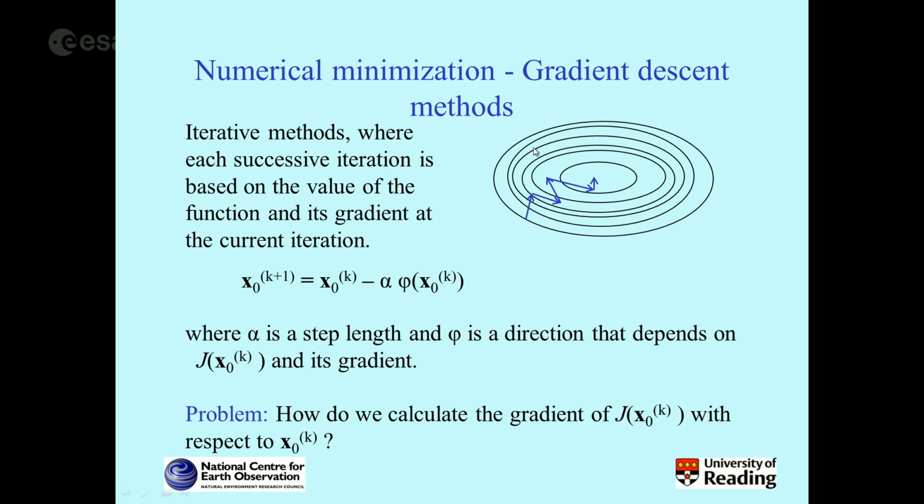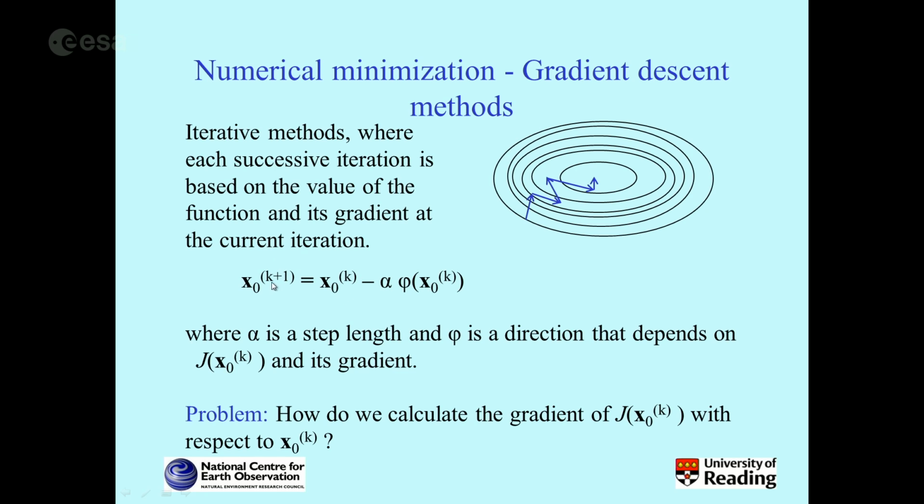So this would be, say, the contours of our function j. We start with some iterates, some guess. We use the value of the function and its gradient at that time to update it, and then at this new iterate, we calculate the function and its gradient again, and you get a new iterate, and so on. The general form is that k is our iteration number.